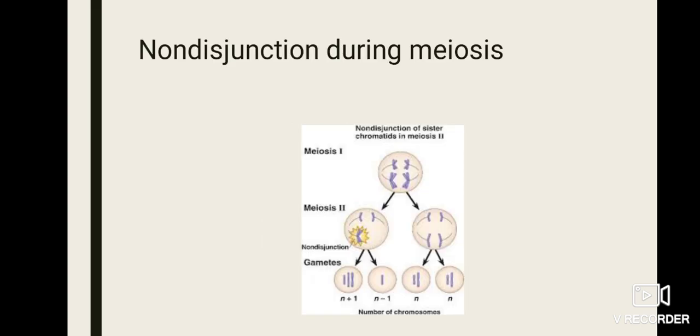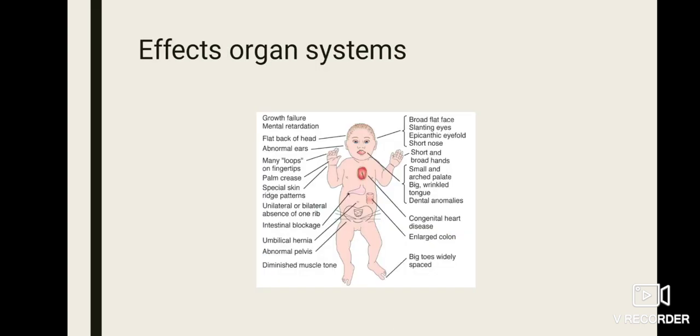It occurs mainly due to non-disjunction during meiosis. We all know meiosis is a cell division. You can see in the figure, in meiosis 2, the chromosome is not splitting apart, right? So one unit will have 3 and the other unit will have fewer. So there will be non-disjunction of chromosomes, that means the chromosomes do not split during meiosis. It is the reason for Down syndrome.